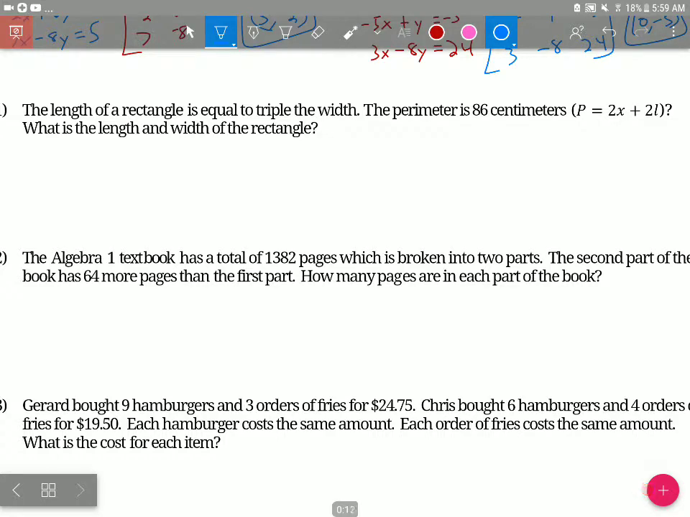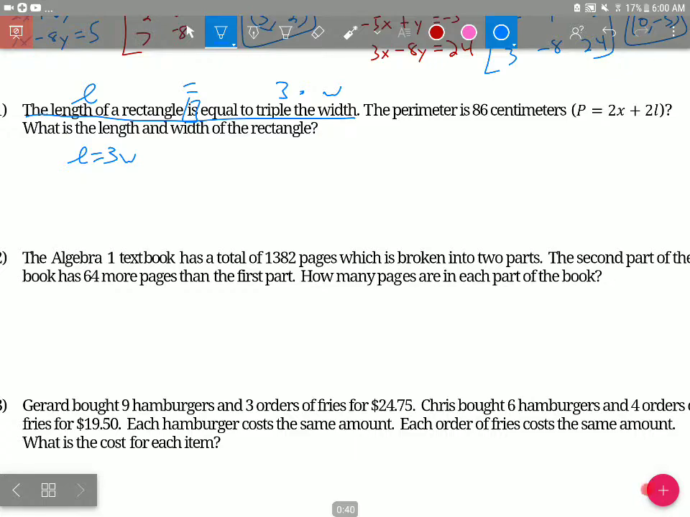Okay, so the length is equal to triple the width, so that's your comparison. And this is the one where your verb is in the middle, so that makes life nice and easier. So length equals triple the width. Well, if you triple the width, you're multiplying by 3. So L equals 3W.